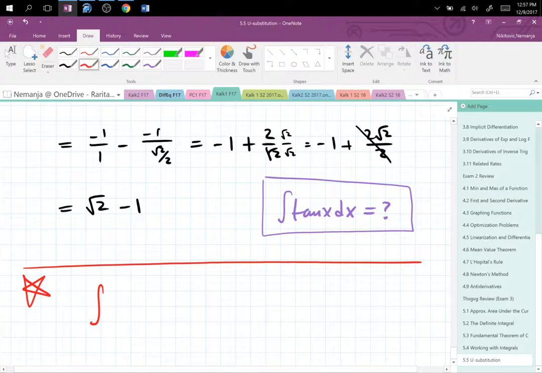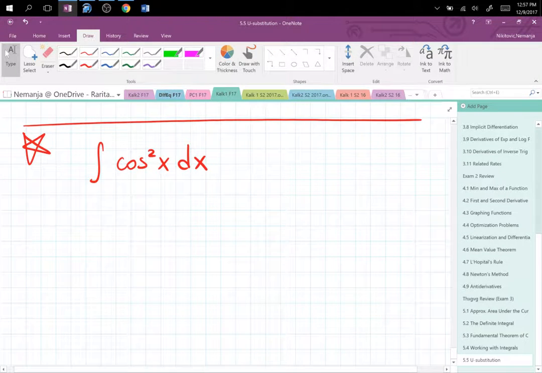Integral of, let's say, cosine squared x dx. There's no u-sub here. Now, this integral is with us in Calc 2, and if you do not remember and memorize power-reducing formulas from PreCalc, there's nothing you can do. You must know the formulas.